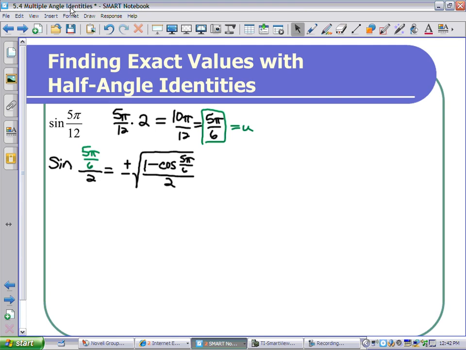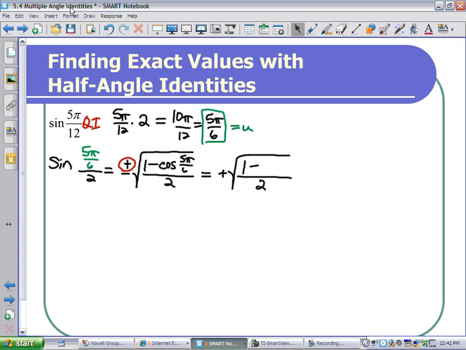Now the positive or the negative, you have to think about what quadrant does my original angle start in. And 5 pi over 12 is in quadrant 1, which means that this is only going to be the positive of the square root. So I'm going to have the positive of the square root, which I'm not going to continue writing, but for now it's just the positive. So we have 1 minus cosine of 5 pi over 6 all over 2.